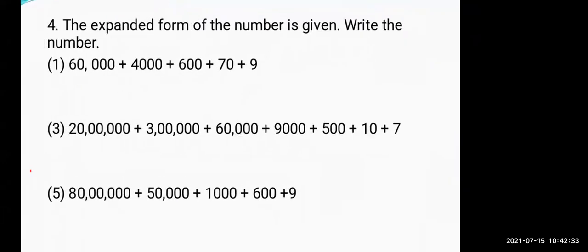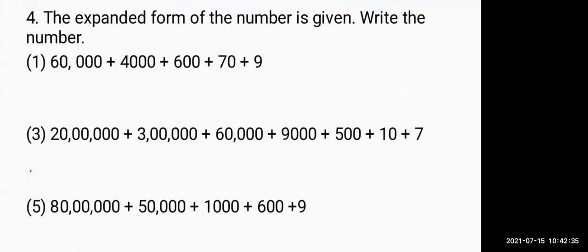The next question is question number 4, and this is the last point of practice set 5. Now in this question, expanded form numbers are given. You have to write the numbers. Now how are you going to write down the numbers? Let me show you. See, first it is given 60,000, then 4,000, then 600, then 70, then 9.